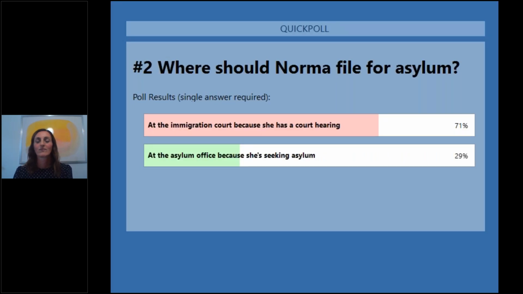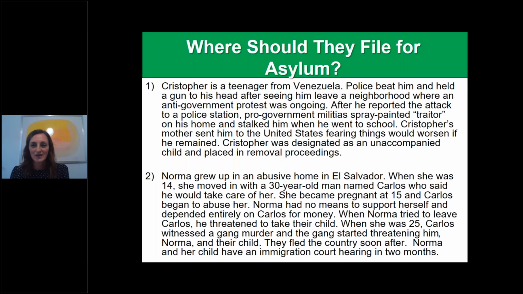It looks like 71% said at the immigration court because she has a court hearing, and 29% said at the asylum office. All right, the majority wins on this one. Because she's in immigration court proceedings and she's an adult, we know that she is going to file her asylum application with the immigration court.